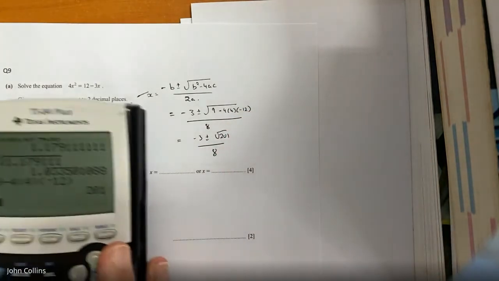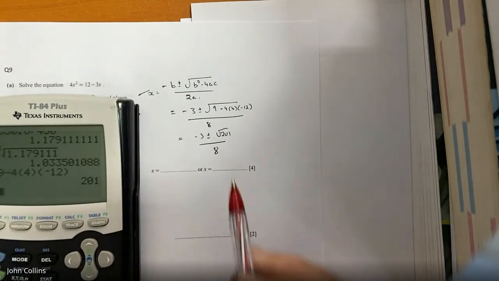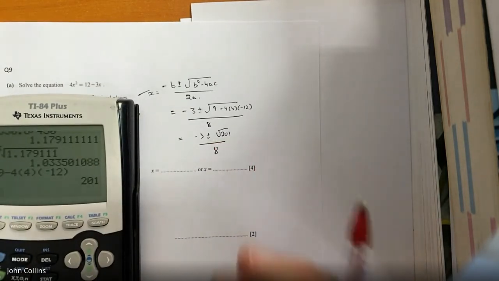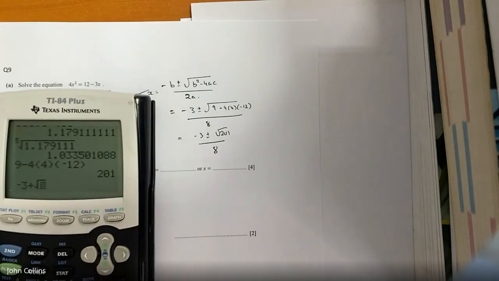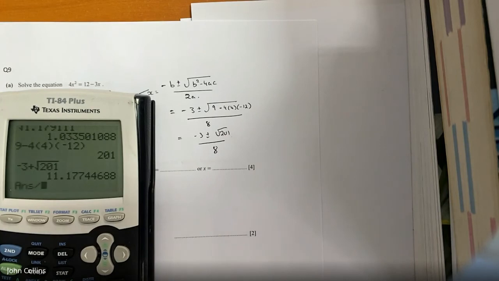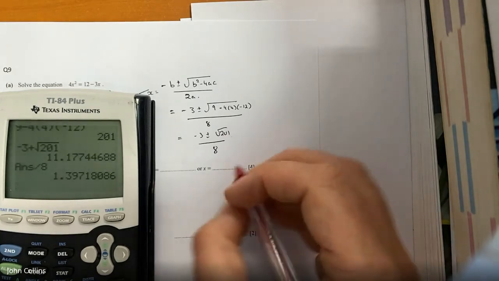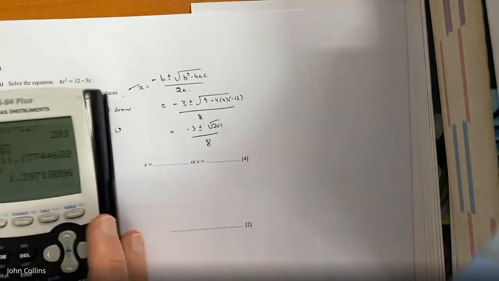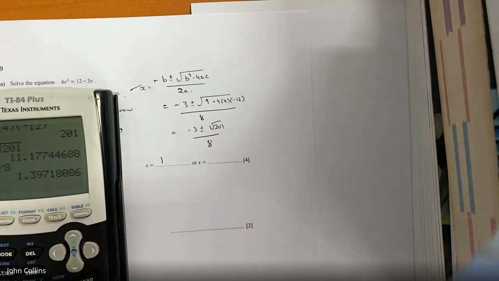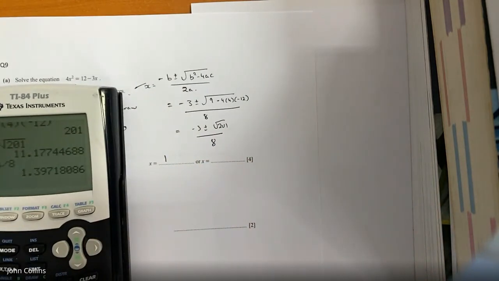To get two answers then, you take it with plus, take it with minus, get an answer. So let's do minus 3 plus the square root, I'm doing it on the screen, 201. Get the answer for that, divide it by 8. That's with plus, it is 1 point, or what's it rounded to? 3 significant figures, what will that be?